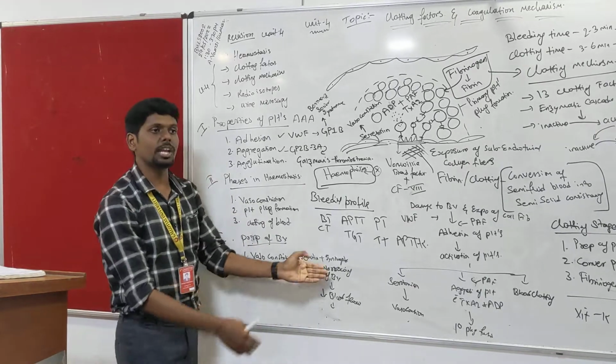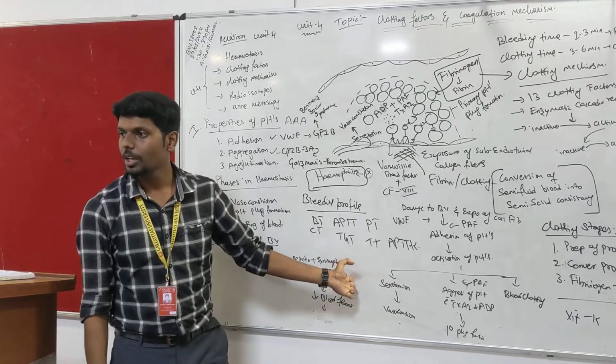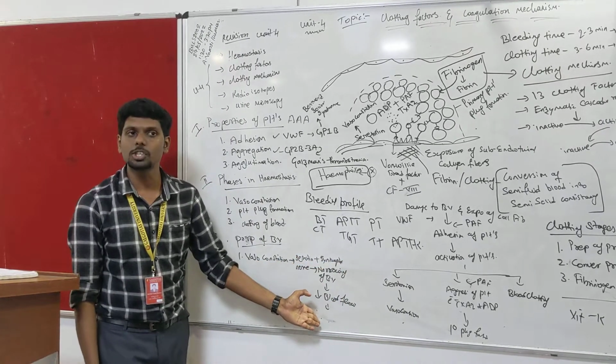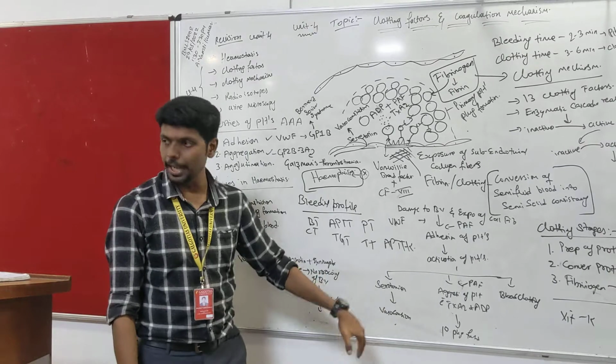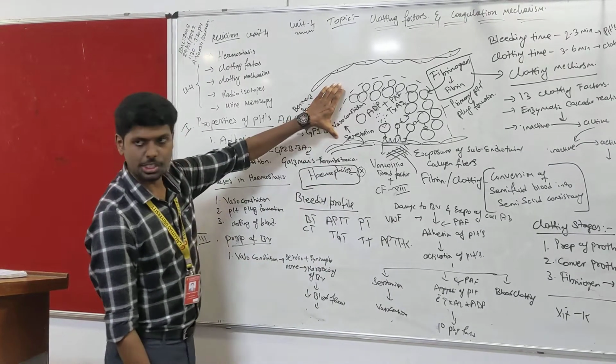Vasoconstriction happens because of the release of serotonin. Serotonin in turn causes the sympathetic nerve to vasoconstrict, resulting in reduced blood flow, which results in reduced bleeding at the site of bleeding. Okay. Then coming to hemostasis.